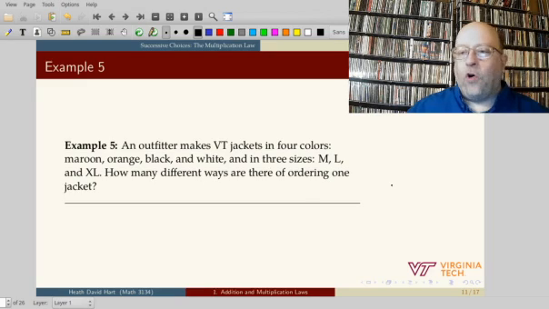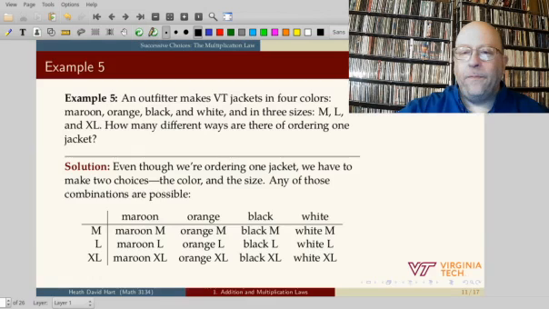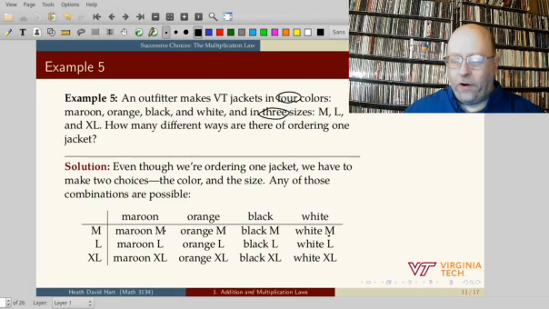If there are 4 different colors, maroon, orange, black, and white, and 3 sizes, medium, large, extra large, well, that gives me 12 different possible jackets. A maroon medium, an orange medium, a black medium, a white medium, maroon large, orange large, black large, white large, and so on and so forth. In this case, I have told you the number of colors and the number of sizes, but they combine to form the individual outcomes. And so instead of adding 4 and 3, we multiply 4 and 3 to get the outcomes.